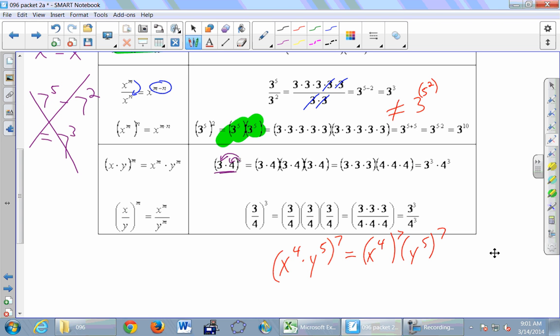And now we have a new rule, one that we've just seen. What do you do when you have x to the 4th to the 7th? Which rule is that? It's the multiply rule. It's this one right here in the middle of our table. X to a power, the whole thing to a power. So this is really x to the what? 28 and then y to the 35. So that's absolutely right. You bring that power in and you multiply it by what's there.